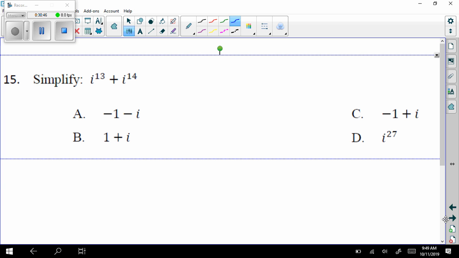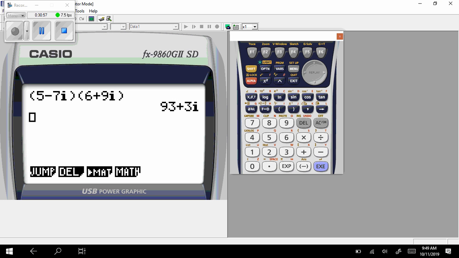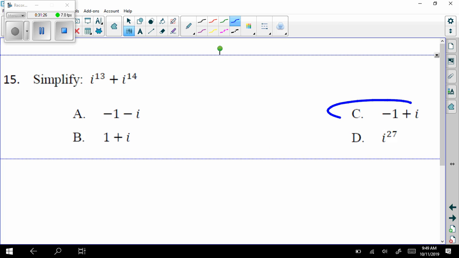Number 15, again, if you have a calculator, this is super easy. You just type it in. I to the 13th plus I to the 14th. There it is, negative 1 plus I. This is C.